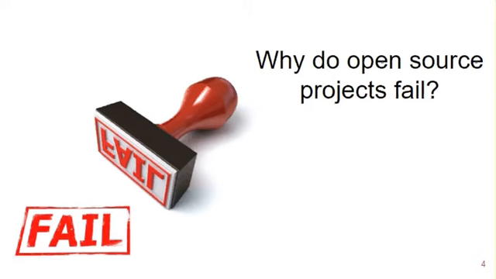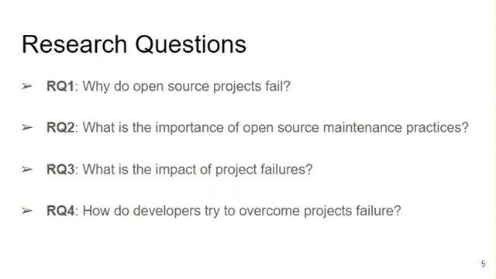So, the main objective of our research was to answer the question, why do open source projects fail? In this study, we addressed the following research questions. Research question number 1, why do open source projects fail? Research question number 2, what is the importance of open source maintenance practices? Research question number 3, what is the impact of project failures? And the last research question, how do developers try to overcome project failure?